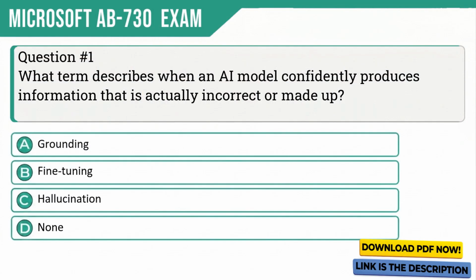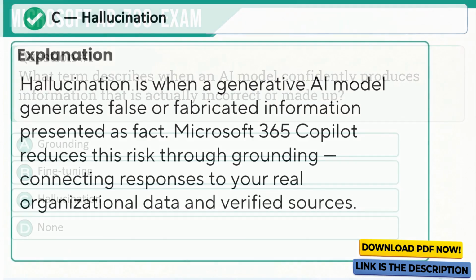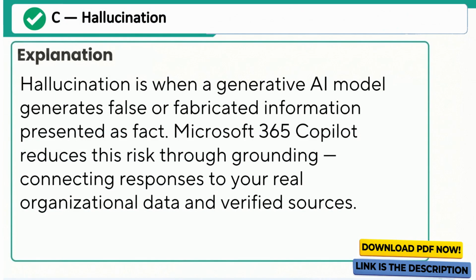Question number 1. What term describes when an AI model confidently produces information that is actually incorrect or made up? A. Grounding. B. Fine-tuning. C. Hallucination. D. None. Correct answer: C. Hallucination. Explanation: Hallucination is when a generative AI model generates false or fabricated information presented as fact. Microsoft 365 Copilot reduces this risk through grounding, connecting responses to your real organizational data and verified sources.